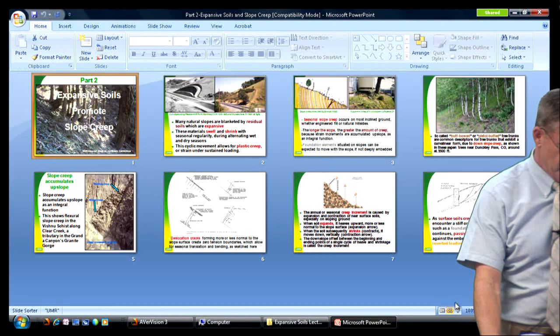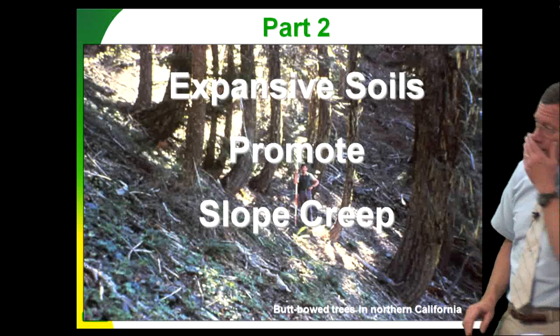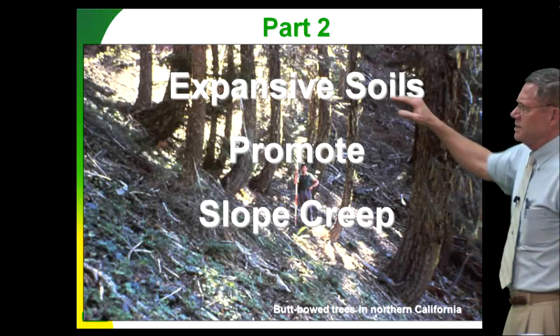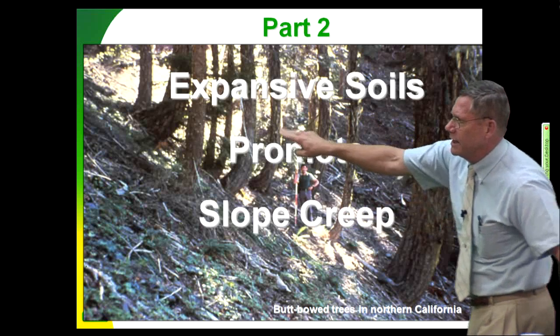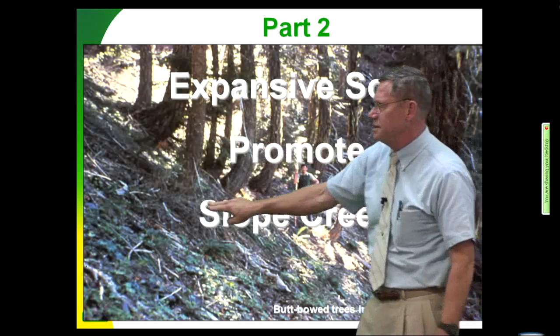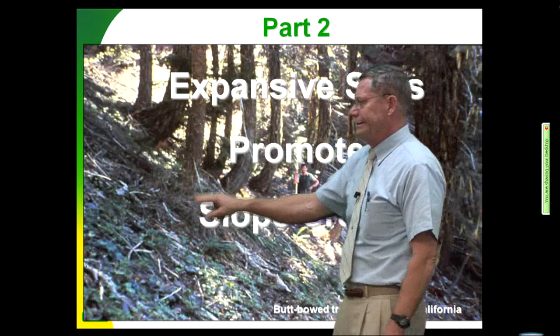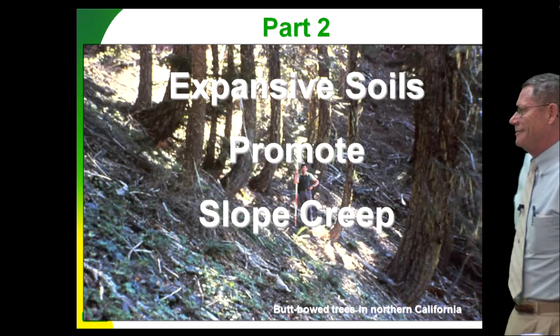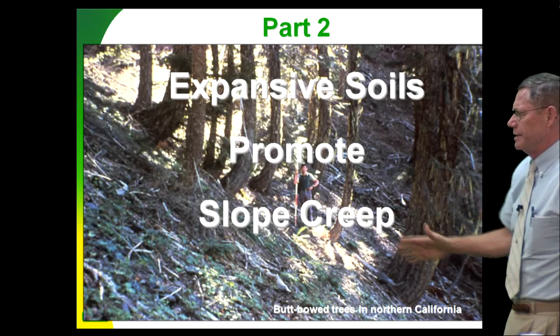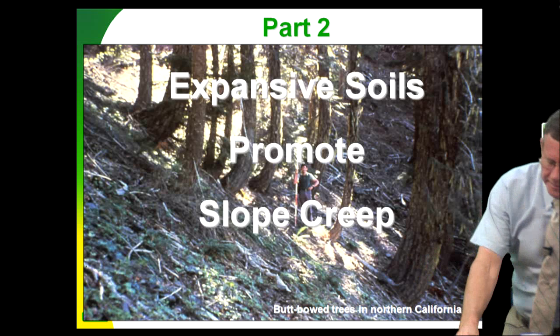Okay, expansive soils promote slope creep. So we go out in the forest and we see these butt-bowed trees come down and turn in, like you see all of these right here down in Tennessee. This is along a Shawnee Ridge between Memphis and Dyersburg area. All that slope is moving around all the time.